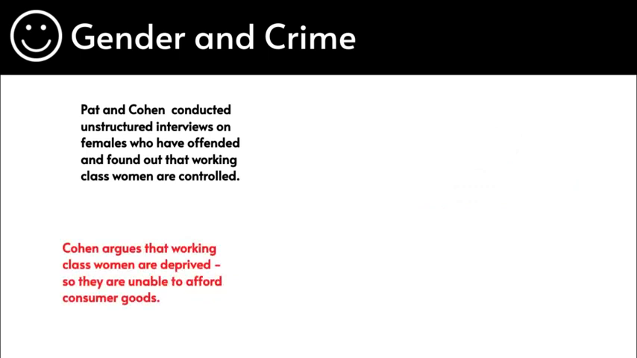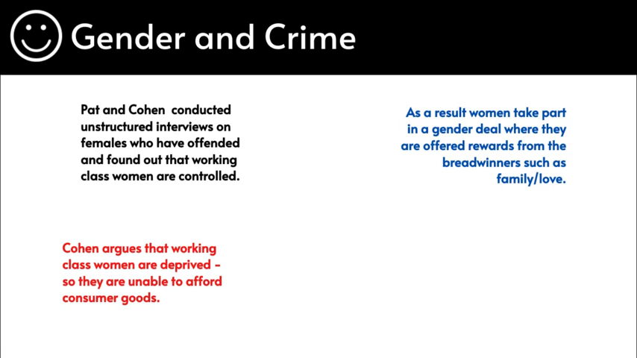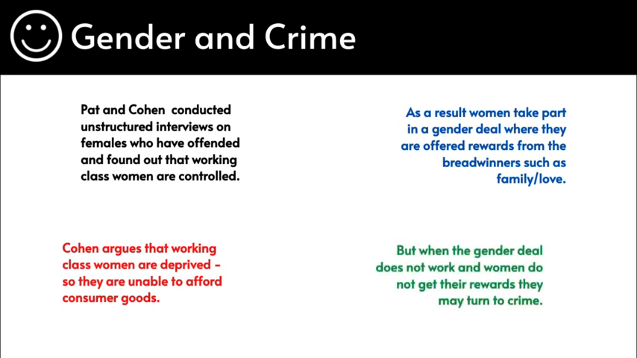Cohen argues that working class women are actually deprived, so they're unable to afford the consumer goods which everyone wants. As a result, women take part in something known as a gender deal, where they're offered rewards from the breadwinner, such as family and love. In return, obviously, they have to give because it's part of the gender deal. But when the gender deal does not work out, women do not get their rewards, they're not satisfied with the rewards that they get, they turn to criminal or deviant activities just so they can afford those consumer goods that they want and which have not been fulfilled as per the gender deal.